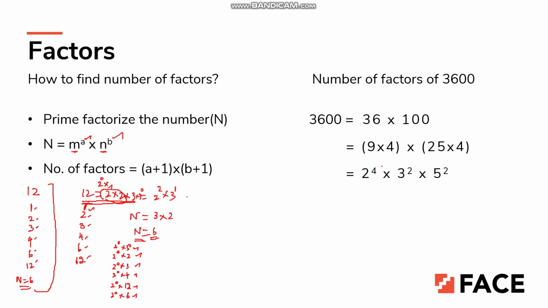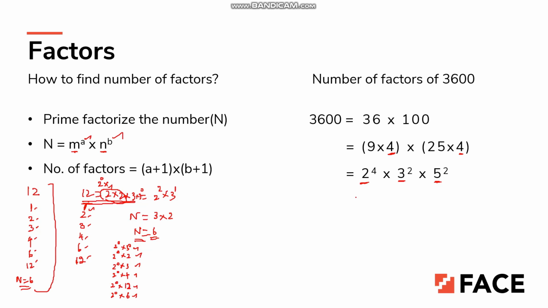and 4 can be written as 2 power 2, and here also there is a 2 power 2, so this will become 2 power 4, right? And 9 can be written as 3 square, and 25 can be written as 5 square. So now 3600 is converted into powers of prime numbers, right, which is 2, 3 and 5, right?